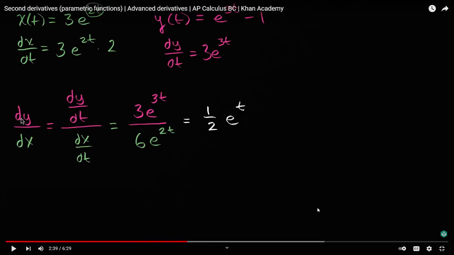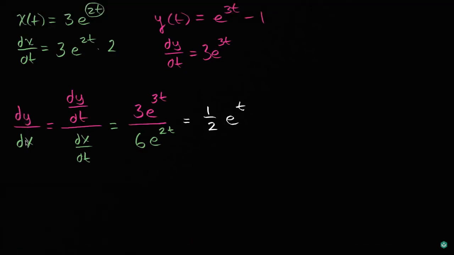So now, of course, your second derivative is going to be much easier because before you're probably looking at quotient rule. Now you're just looking at, well, it's 1/2 e to the t. So we've now figured out the first derivative of y with respect to x in terms of t.